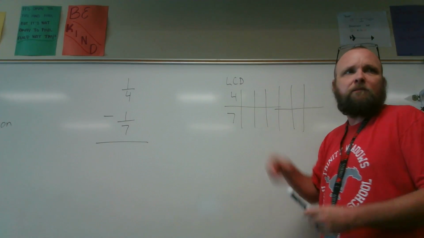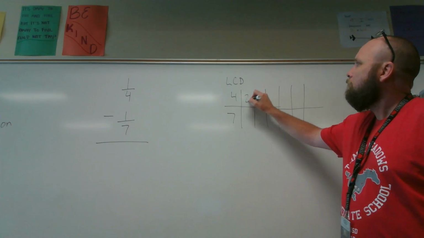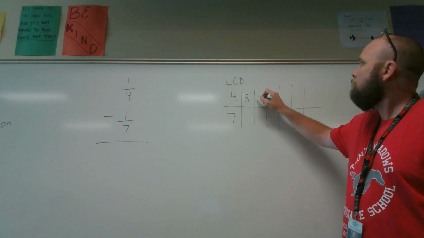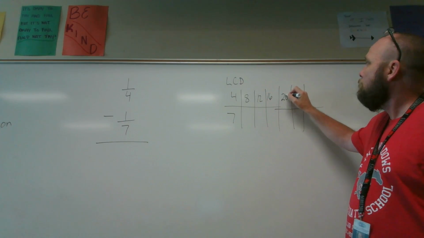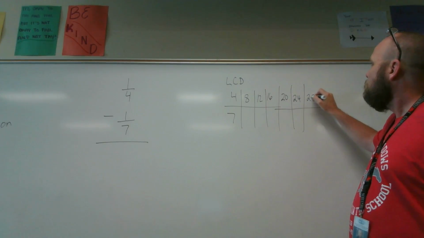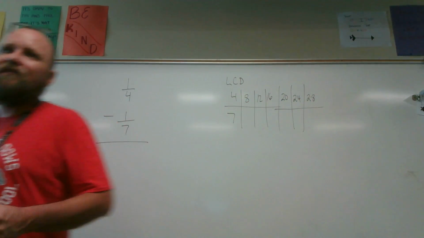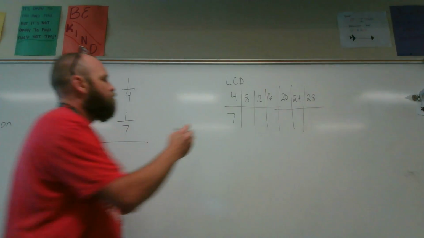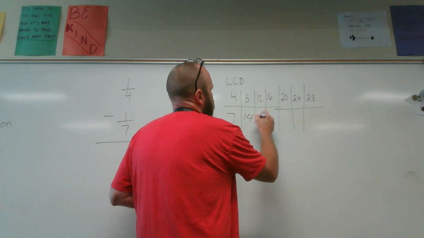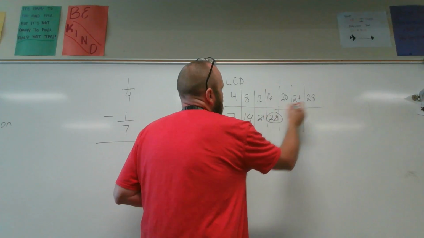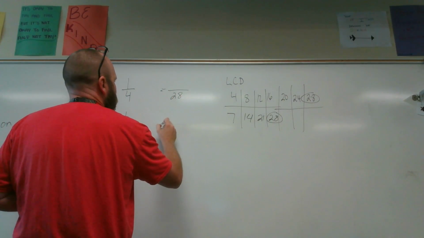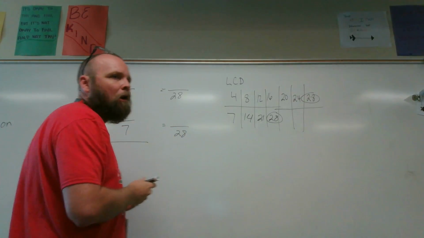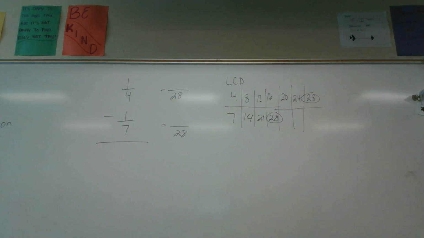4 times 2 is? 8, 12, 16. Okay, what are my multiples of 7, Ava? 7, 14, 21, 28. Stop! I found 28 is the least common multiple. You think multiple, think of multiplication chart. That makes it easy. Good job.